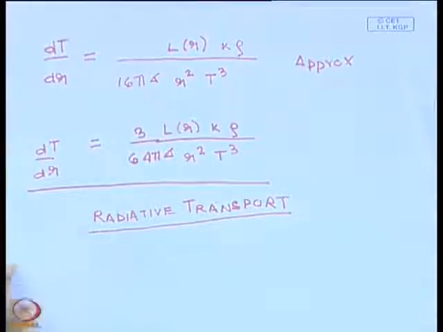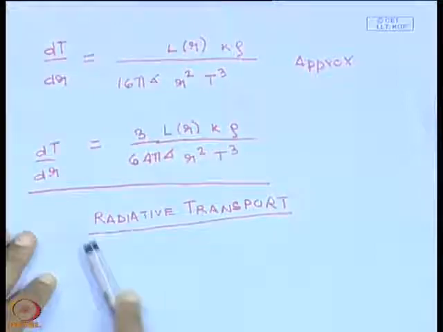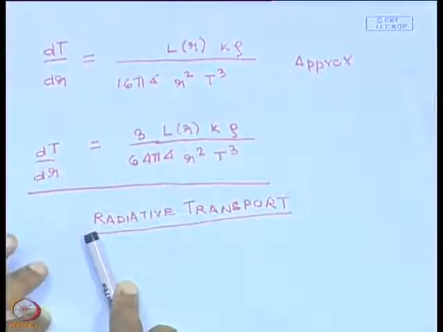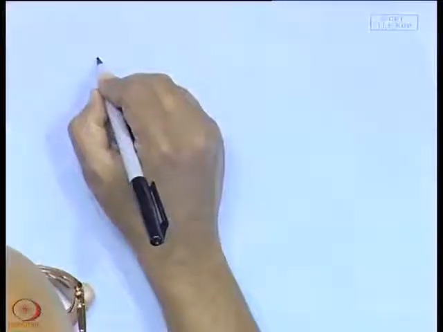Now, this is only one of the possible energy transport mechanisms. This is where the energy is transported by radiation, which is propagating outwards. There is another possible energy transport mechanism, which is convection. So, let me now take up for discussion convective energy transport.